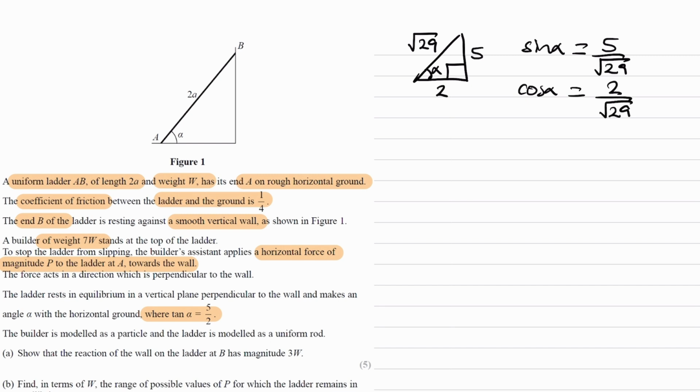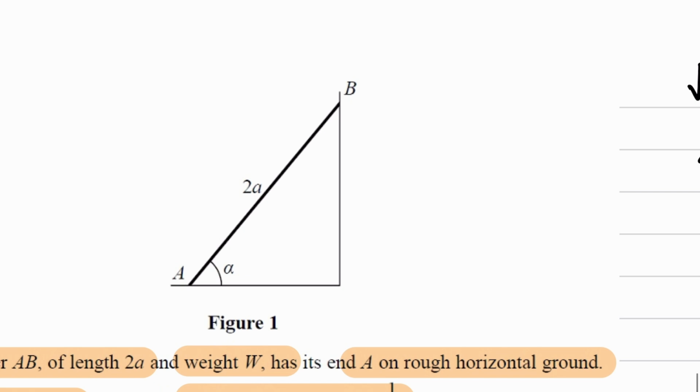The builder is modelled as a particle and the ladder is modelled as a uniform rod, as we were told in the beginning. We want to show that the reaction of the wall on the ladder at point B, so basically the force at point B over here, has a magnitude of 3W. Okay, so let's just draw our forces on the diagram.